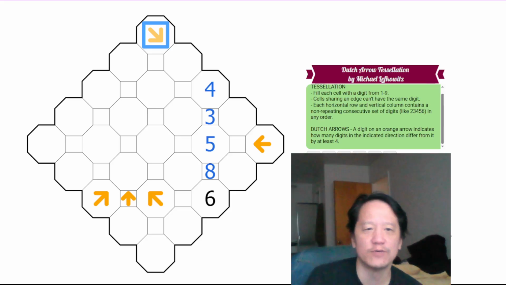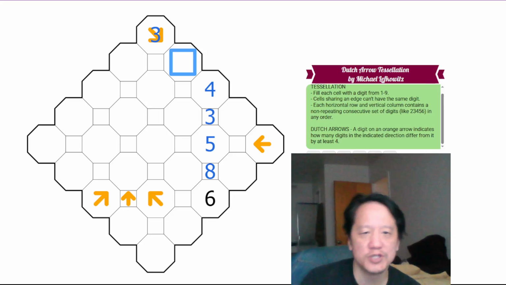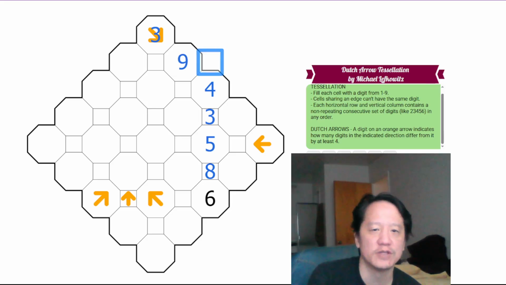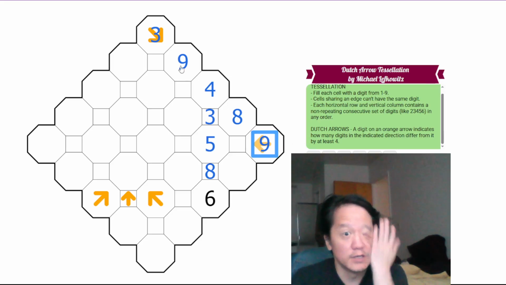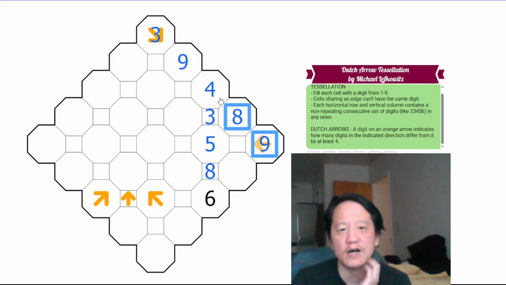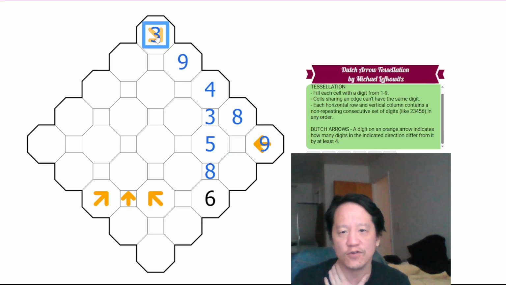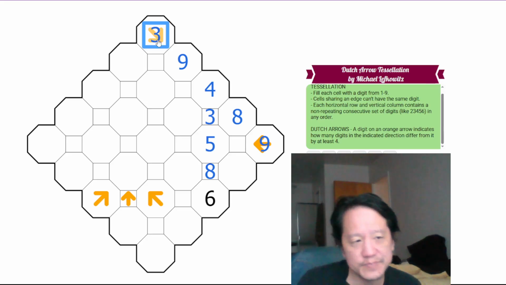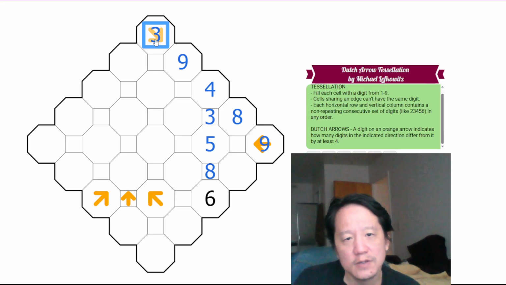Okay, so it can't be 4. Say this was a 3. This would then have to have 3 digits in this direction which were 4 or more away from 3. So you could have something like 9, 8, and 9 here. And that would be valid, because in this direction we have 3 digits which are 4 or more away from itself, right? Anyways, those are all the rules.